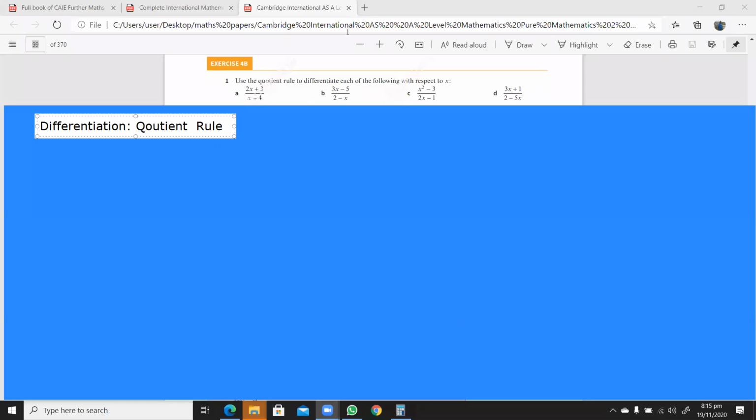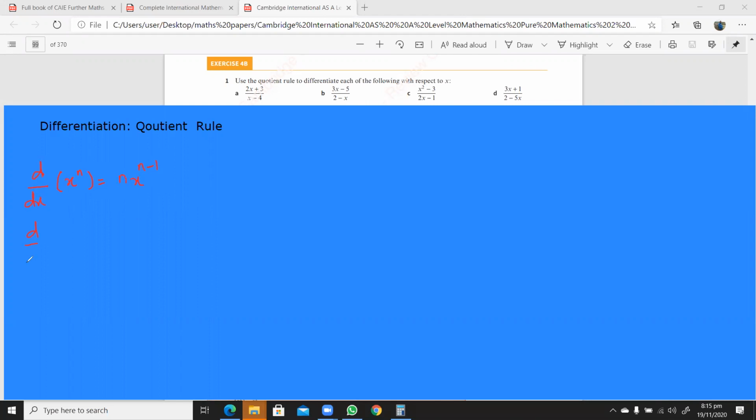Okay, Bismillahirrahmanirrahim. Let's learn this quotient rule in differentiation. So you see that we started differentiation from the technique of finding the derivative of algebraic expressions in their simplest form. So this is nx to the power n minus 1.